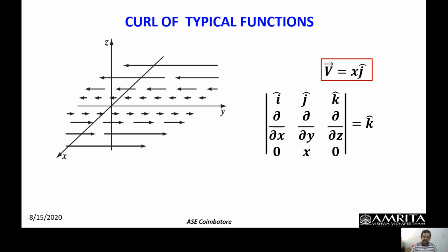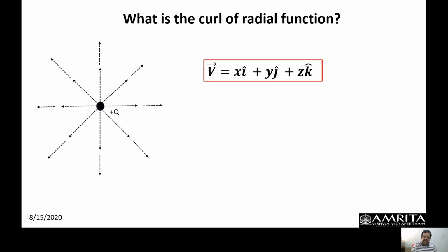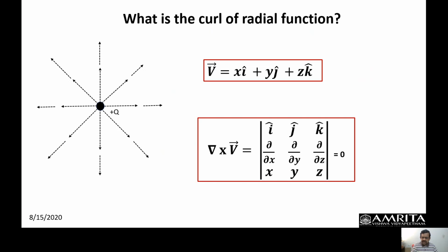Whenever curl vanishes for a given vector function, for example, let us talk about the curl of a radial function that we already studied. This is the radial function. The curl here vanishes. So we can see that there is a divergence associated with this radial function, but the curl is 0. The Helmholtz theorem will give the interrelationship between these vector functions with the dot product and cross product of the del operator. We'll reserve that for another day.